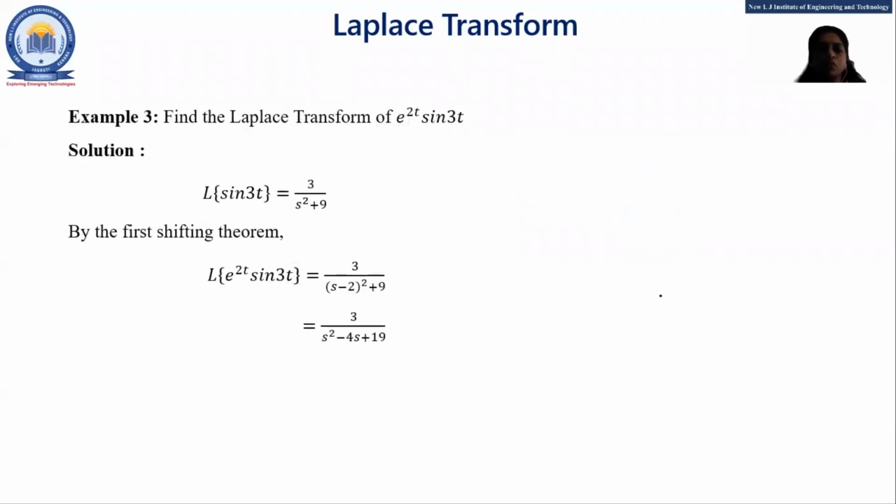Find the Laplace transform of e raised to 2t sine 3t. Students, here our function of t is sine 3t. So Laplace of sine 3t is 3 upon s square plus 9. But our main question is e raised to 2t into sine 3t. So by applying the first shifting theorem, we replace our s by s minus 2, right? Because here the positive sign is there. So 3 upon s minus 2 whole square plus 9. And after simplification, this is our answer.